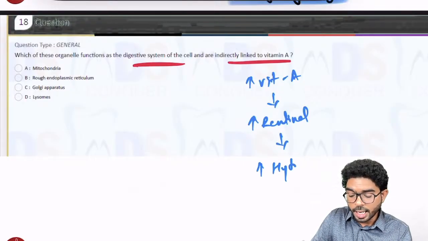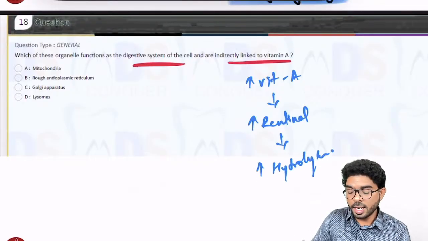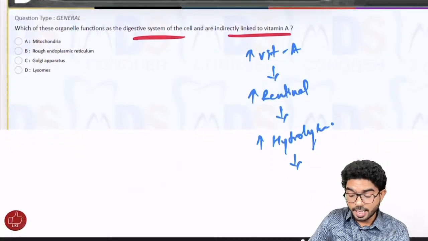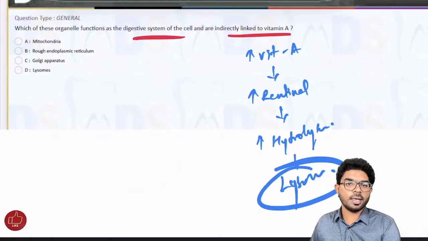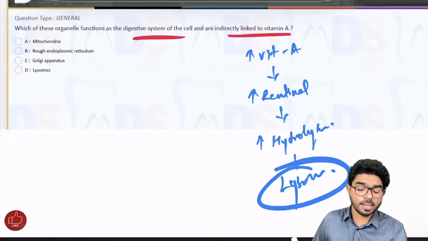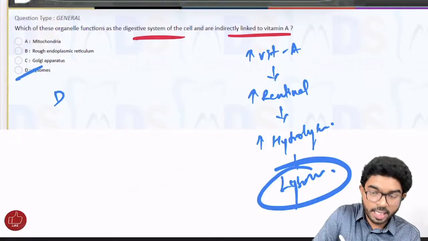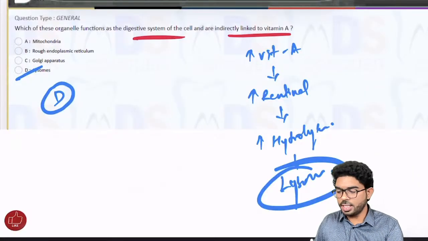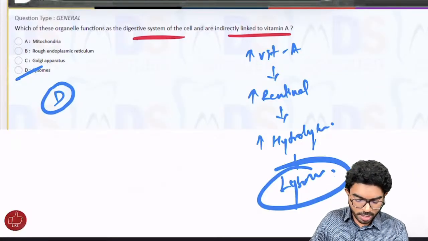More hydrolase enzymes will be there. More hydrolase enzymes are basically seen in your lysosomes, and lysosome cell membranes will get damaged. So the answer is option D, lysosomes.